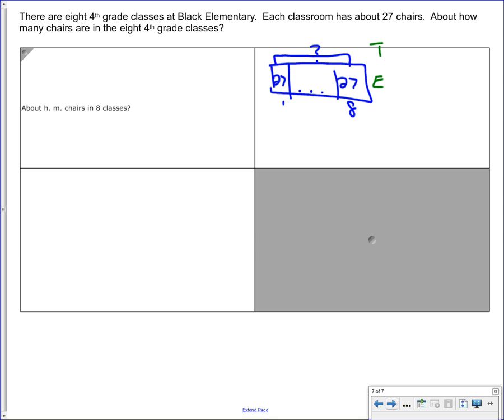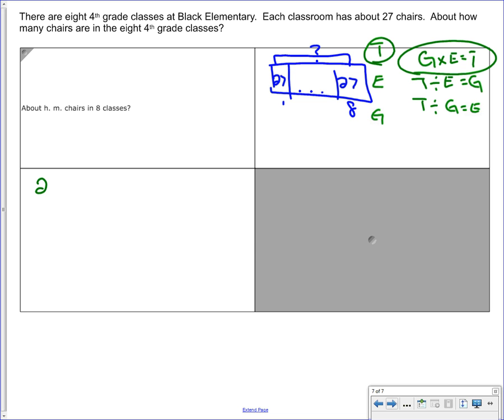Total, each, groups. Groups times each equals total. Total divided by each equals groups. Total divided by groups equals each. And I want to know my total. So I know that. Alright, so we can write our equation as 27 times 8 equals something.